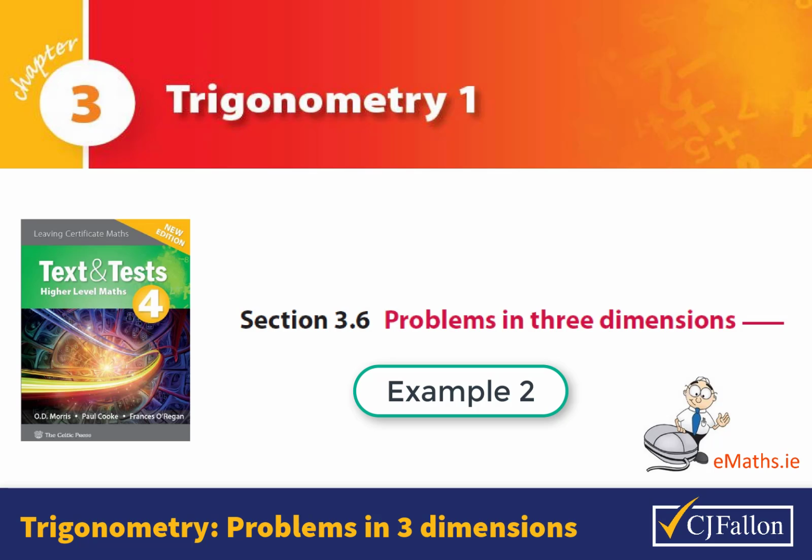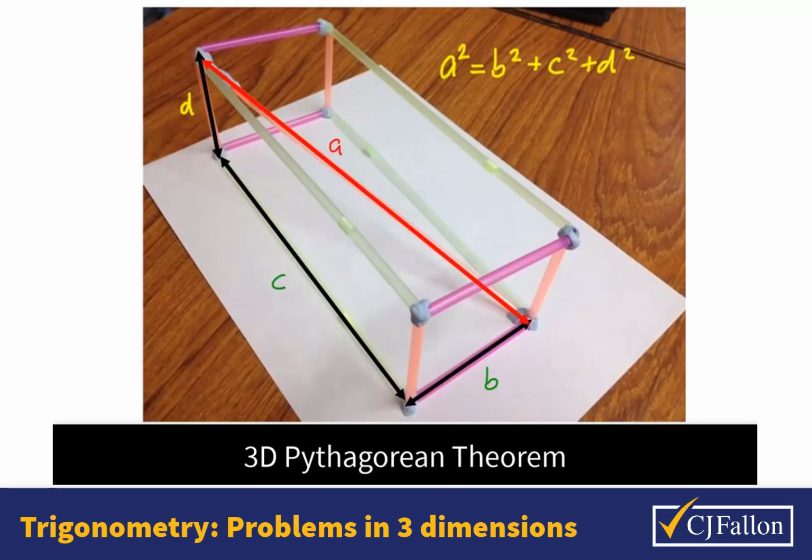In this example, we're going to solve a three-dimensional trigonometric problem. Before I introduce the question, I'd like to show you this little model that I've created to introduce a very important concept, that Pythagoras' theorem works in 3 dimensions as well as in 2 dimensions. So in the diagram here, I'm showing a diagonal going from point P to Q inside a cuboid.